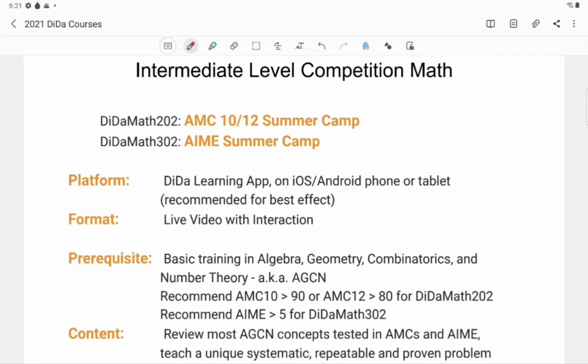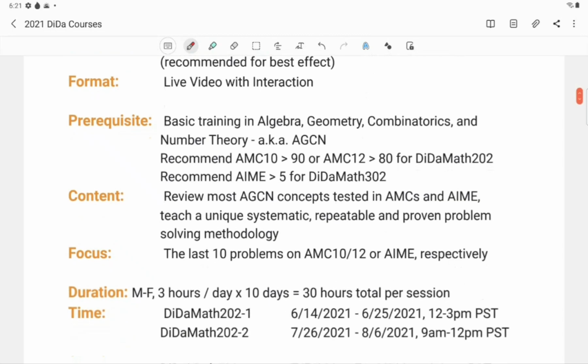The prerequisite for both is just basic knowledge or basic training in the four contest mathematical subjects in mathematics, which are algebra, geometry, combinatorics, and number theory, AGCN in short. There is also a recommended prerequisite, even though it's not required, but it's highly recommended in order for you to get the most out of these camps.